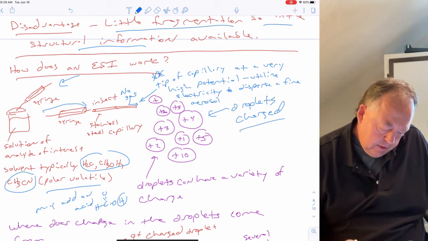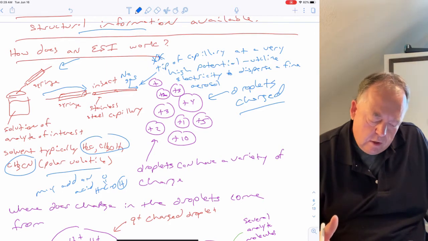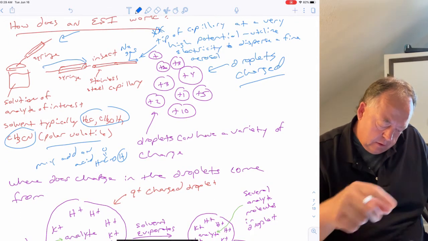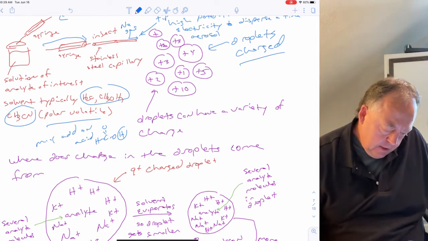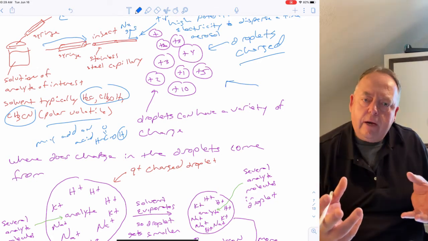Charged droplets, and those droplets can have a variety of charge. It can be +1, +10, +40. Okay, and so let's go through that. What do those droplets look like in a little bit more detail? So if we take this and expand it and just look at one droplet, for example.